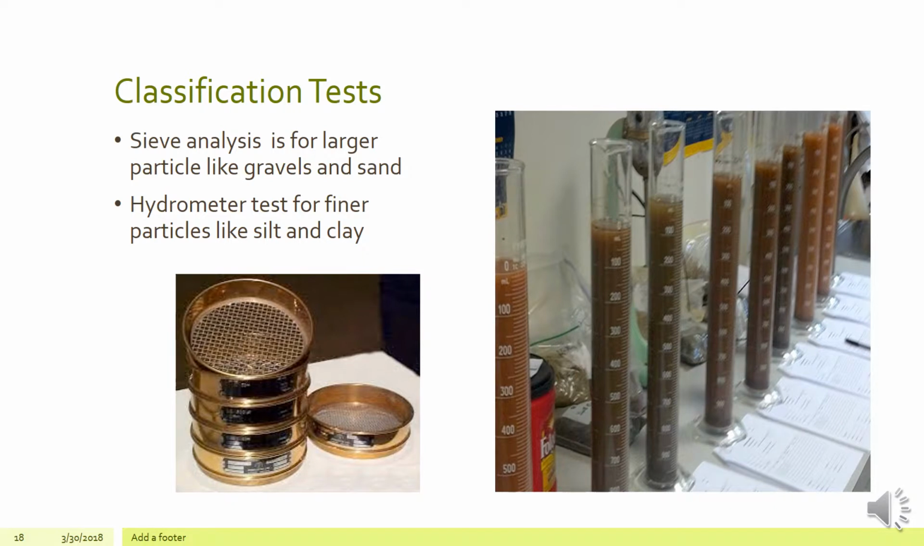And here we have some examples of our classification tests that we would be looking at. We have the sieve analysis for the larger particles like gravels and sands, and that's off to the left here, just below, as our sieving trays or canisters. The hydrometer test is for finer particles like silt and clays.